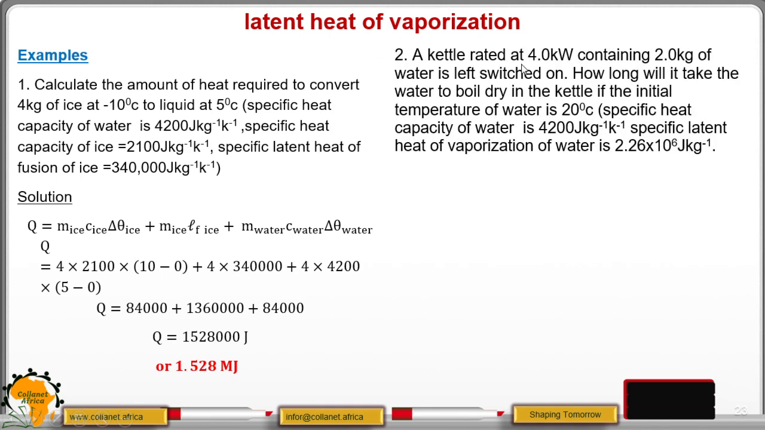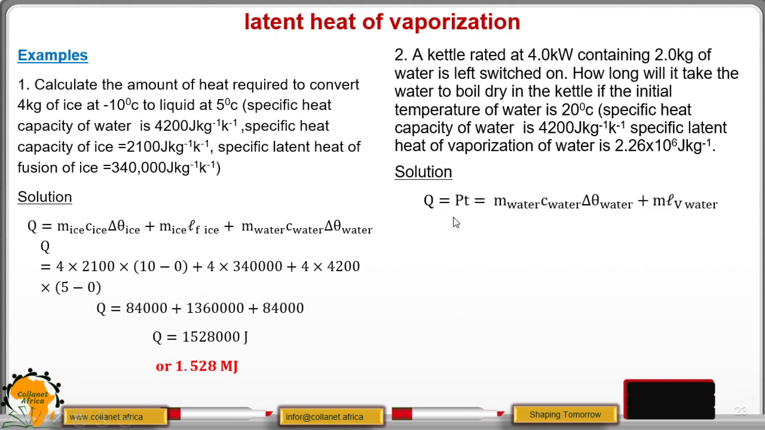We look at example 2. A kettle rated 4 kilowatt containing 2.0 kilogram of water is left switched on. How long will it take the water to boil dry in the kettle if the initial temperature of water was 20 degrees Celsius? You are given the specific heat capacity of water as 4200, and the specific latent heat of vaporization as 2.26 times 10 to the power 6 joules per kilogram.